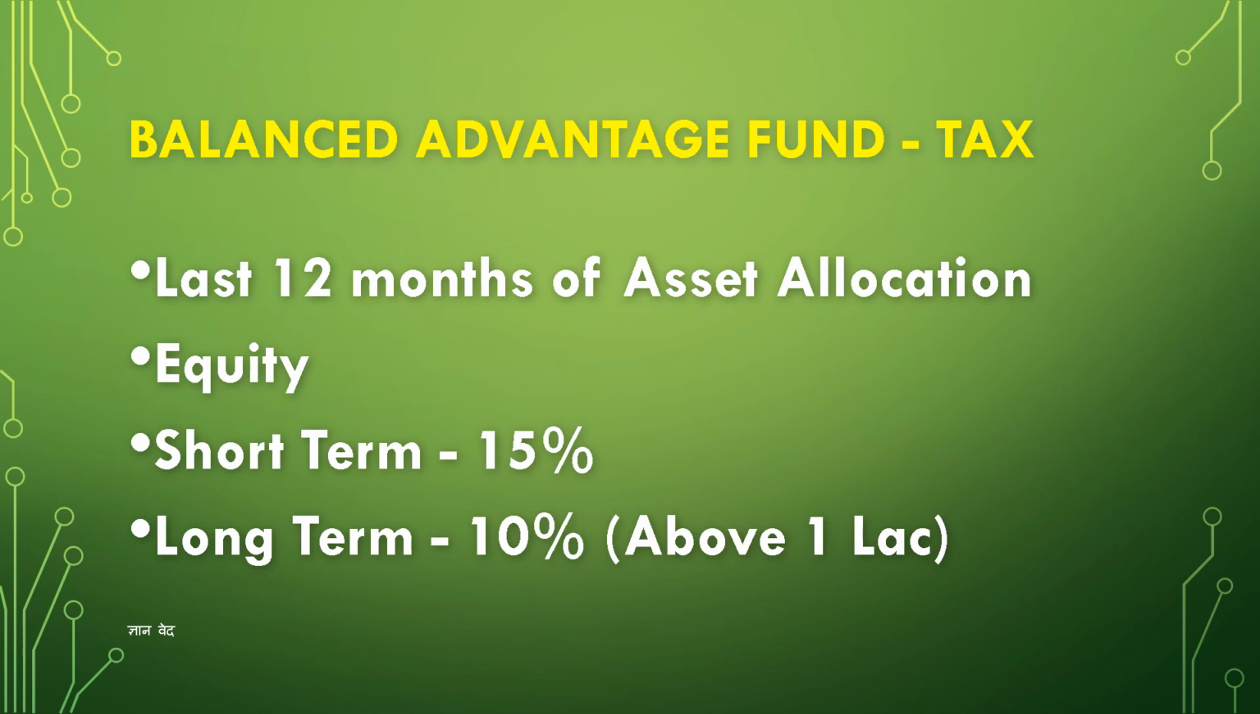But the same treatment is not there when the investment is more in debt, or if equity is less than 65% in the mutual fund. In a balanced advantage fund, there is no mandate that a minimum percentage needs to be invested in equity. So how will the tax treatment be decided? It depends on the average equity allocation for the last 12 months. So make sure when you redeem, you check what the allocation was in the past 12 months. Accordingly, your tax treatment will be done.